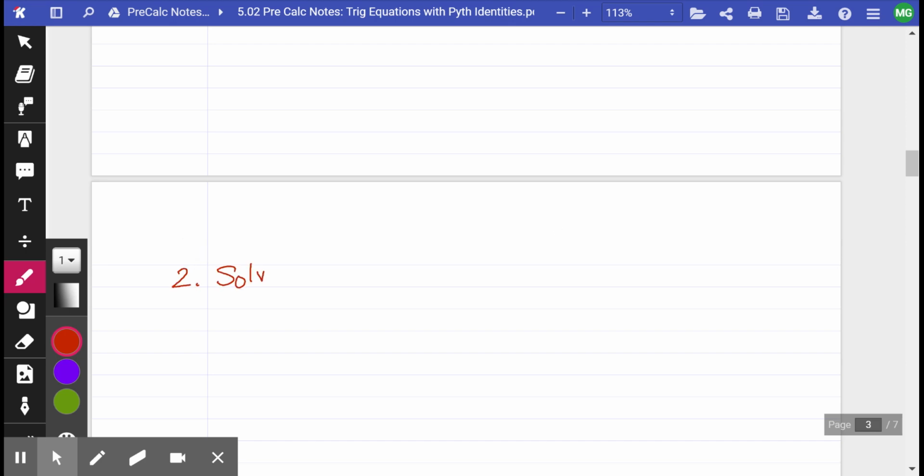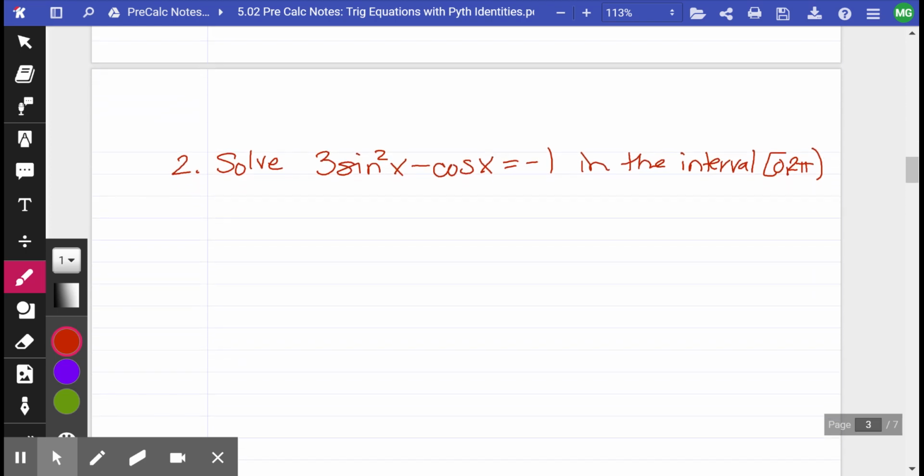All right, let's look at another one. So this time, solve 3 sine squared x minus cosine x equals -1 in the interval of 0 to 2 pi. So notice 0 is included, 2 pi is not. So if you got your answer as 0 or 2 pi, you would want to include the 0, but not the 2 pi.